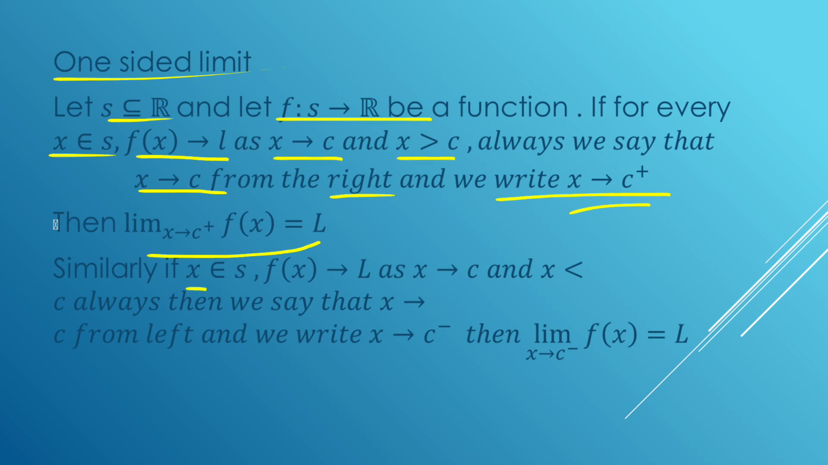Similarly, if you have x in S and f(x) tends to L as x tends to C, and it happens that x is less than C, we say that x tends to C from the left, because x now is less than C. So x is approaching C from the left side, and we note it like this. So this is the one-sided limit.